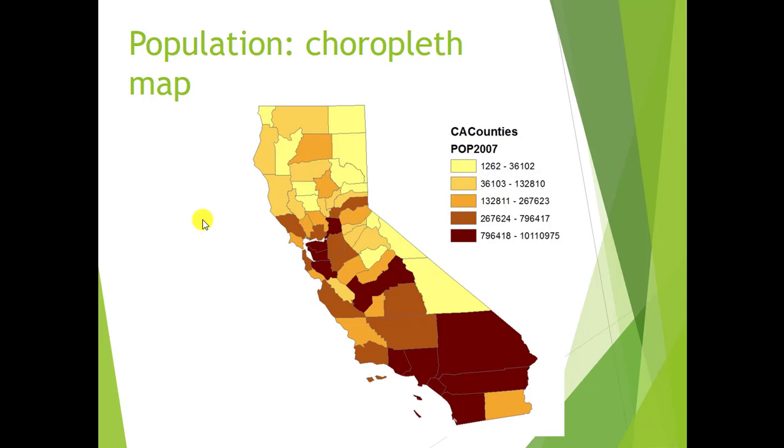All right. Very quick, some more visuals. There are different ways of visualization and telling a story. Here again, California County's population of 2007. Not really smart separation of intervals, but you kind of get the idea that something is going on in the South and in the Bay Area.